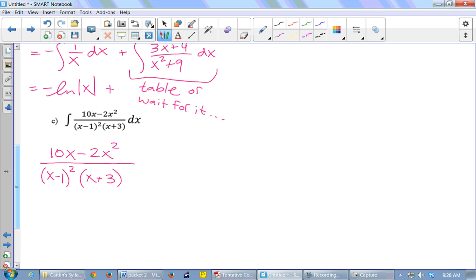So I'm going to have to rewrite this. My x plus 3 is a non-repeated linear factor, so it gets just a constant. And then I have a repeated linear factor, so I put a constant over the factor by itself, and another constant over the factor squared. If that x minus 1 were cubed, I would add another term with a d over x minus 1 cubed. So that is how you would do the decomposition there.